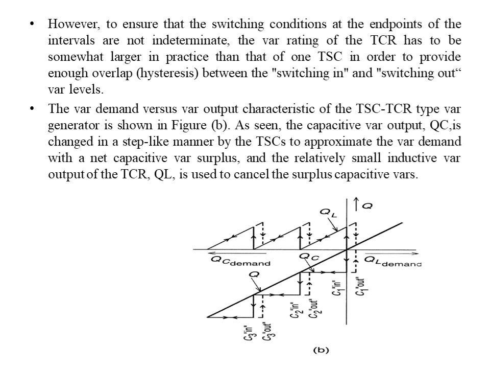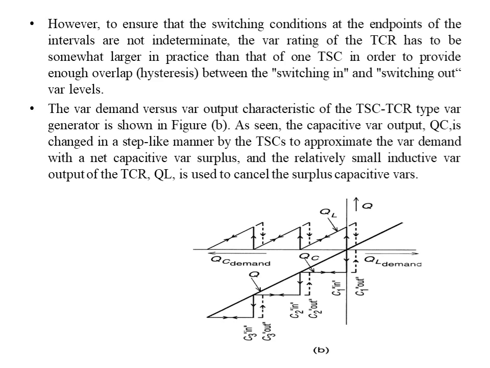The VAR demand versus VAR output characteristics of the TSC-TCR type VAR generator is shown in figure B. As seen, the capacitive VAR output QC is changed in a step-like manner, because we are switching from QC max divided by n to 2 QC max divided by n, from 2 QC max divided by n to 3 QC max divided by n, and so on, up to (n minus 1) QC max divided by n to QC max. That means we are switching the capacitor bank in steps. That's why the VAR characteristic of the TSC is stepwise.